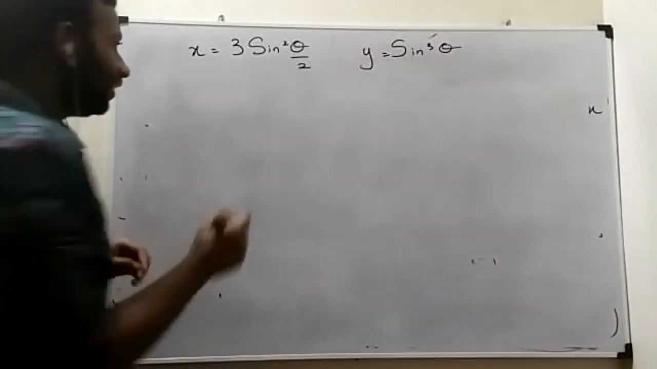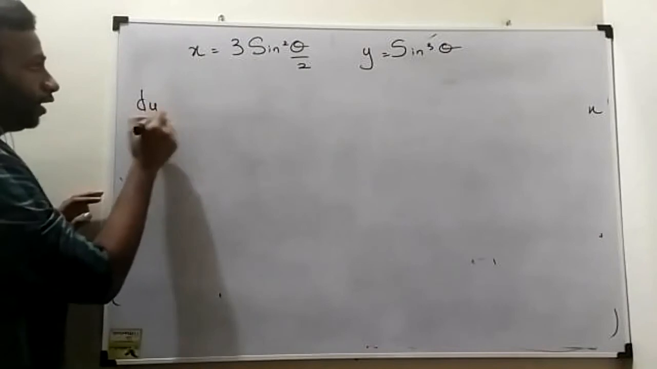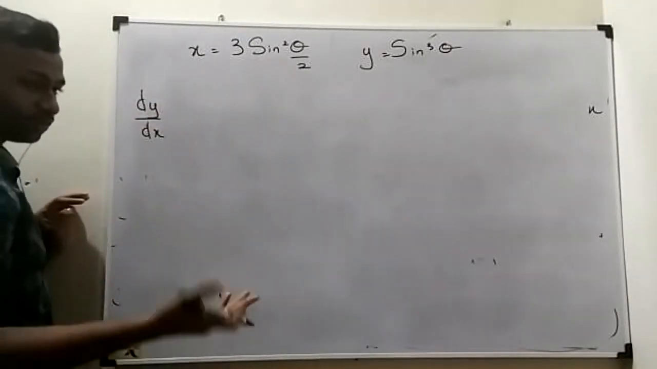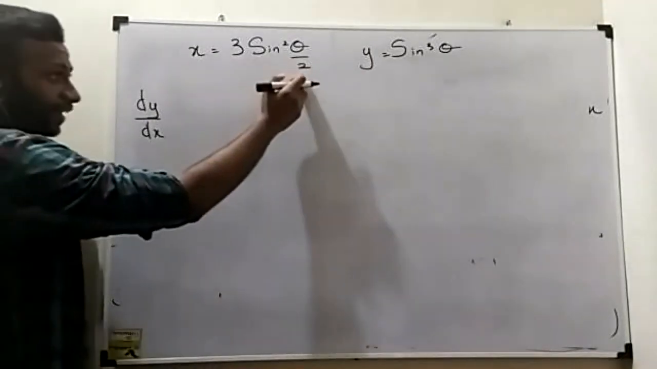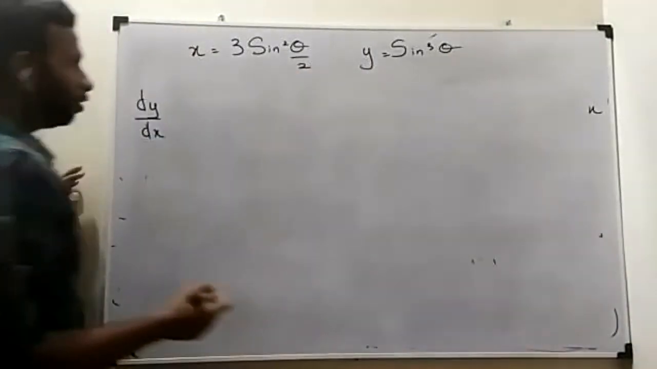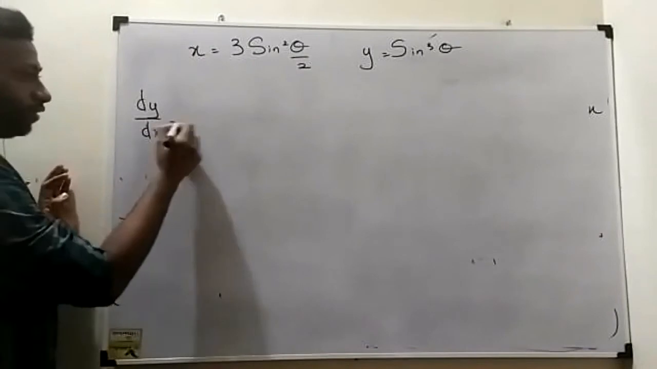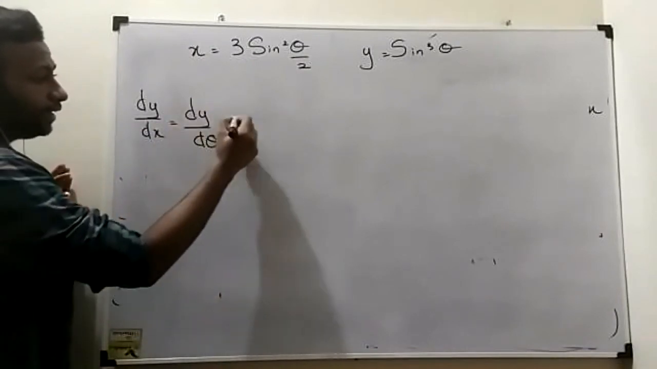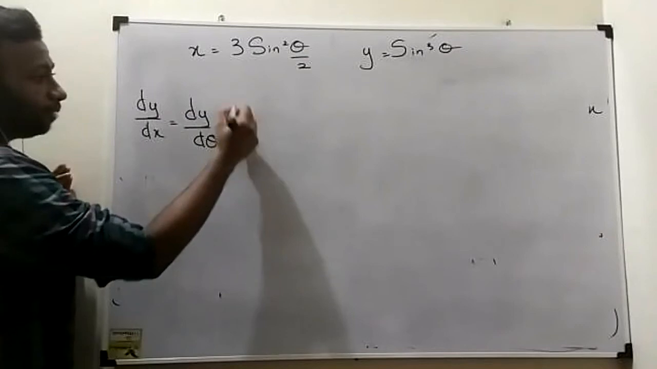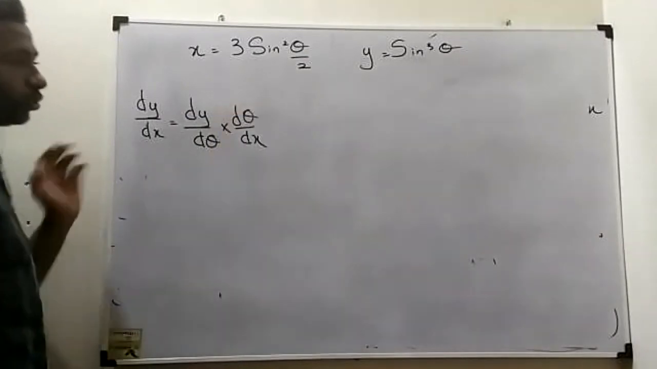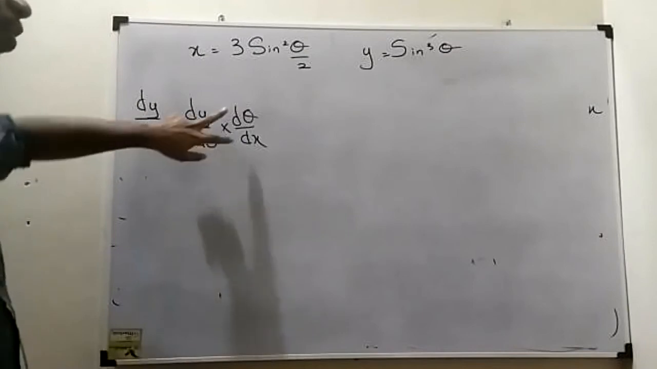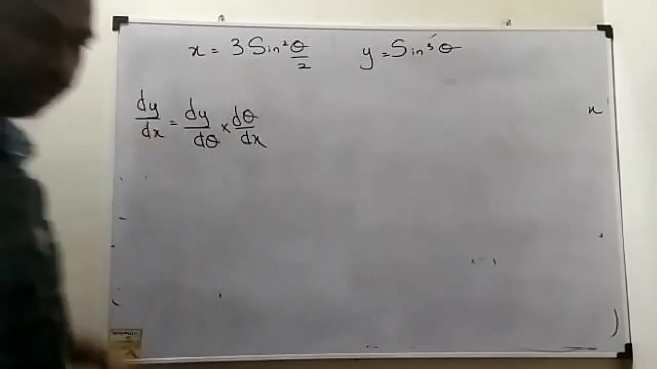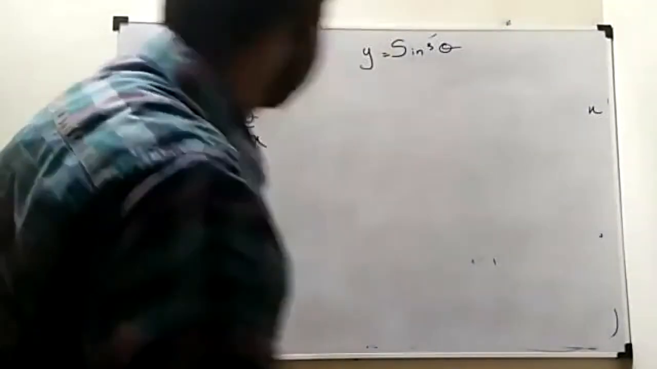So we need to find dy by dx. Now we haven't been given y in terms of x, right? We're given x in terms of theta and y in terms of theta. So we can use the chain rule. dy by dx can be written as dy by d theta multiplied by d theta by dx. So if we can get dy by d theta and dx by d theta, then we can substitute into this equation and find the answer.